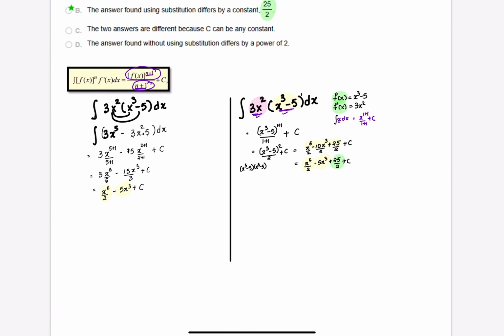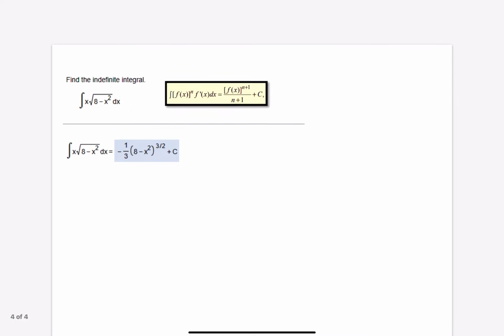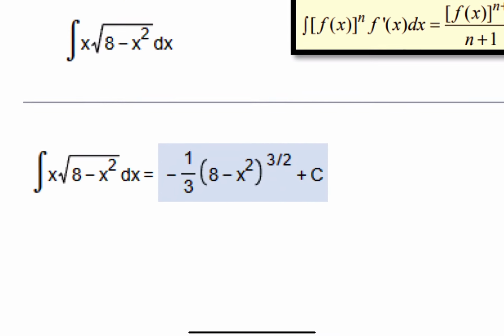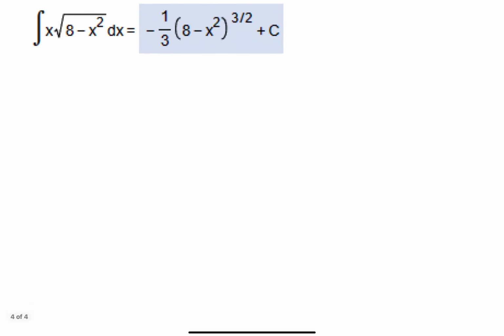All right, let's see if we have more. Is this the last one? Yeah. All right, let's go ahead and take a look. Let me write down the integral here. This is the integral of x times the radical of 8 minus x squared, dx. Again, if I have a function and I have the derivative, my life is easy. Let's go ahead and see. My function f of x: I want you to pause here and see if you can find your f of x.